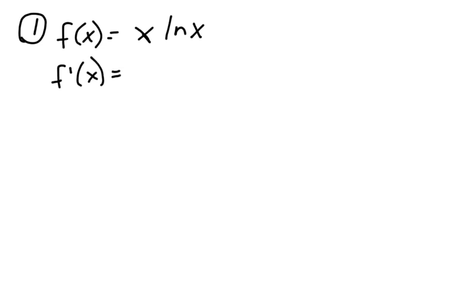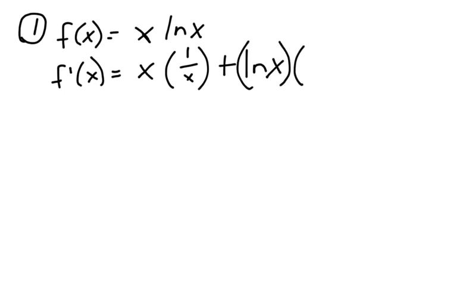Example 1, f of x is equal to x times the natural log of x. To take the derivative of this, we're going to use the product rule, where x is the first function and natural log of x is the second function. So we'll go first function x times the derivative of the second function, which is 1 over x, plus the second function, natural log of x, times the derivative of the first function, 1.